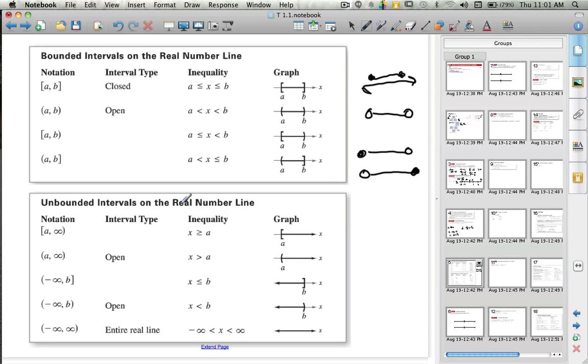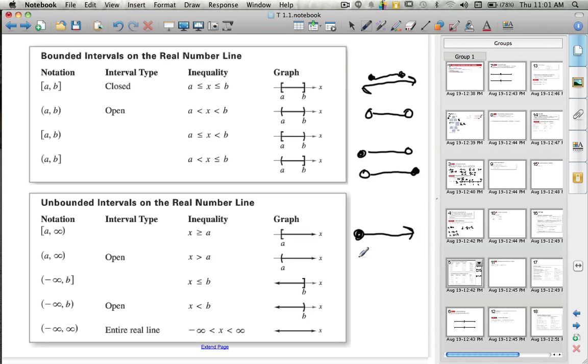Right, now when you talk about unbounded intervals, right, you see these are all compound inequalities. But they were compound and inequalities. So in this case, it might have been read, x is greater than or equal to a and less than or equal to b. X is greater than a and less than b. Whereas here, x is greater than or equal to a, that would be a closed dot on one side, and it's unbounded going to the right because it's greater than.